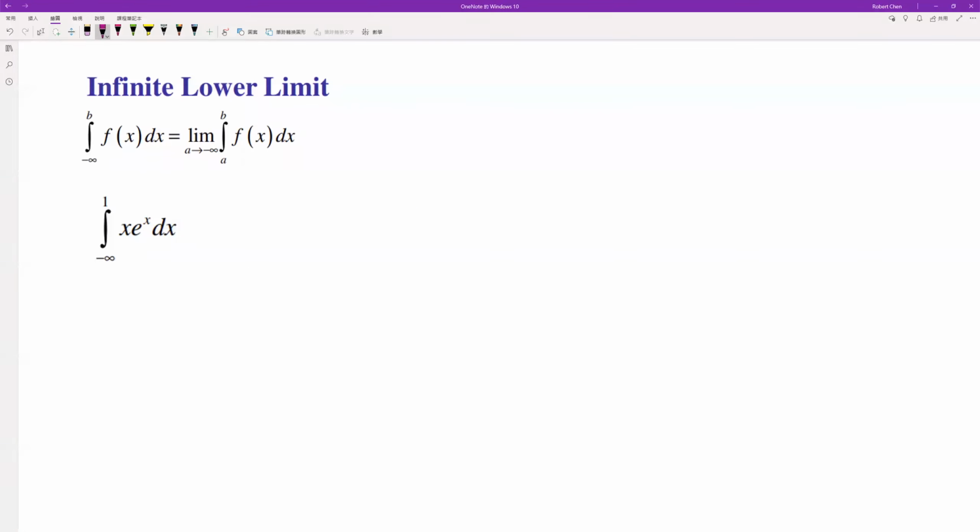All right, next let's look at one example with an infinite lower limit. It's the same thing, but instead of positive infinity, we are working with negative infinity as a lower bound. So the limit as t approaches negative infinity of the integral going from t to 1 of x e to the x dx. We have a polynomial multiplied with an exponential, so here we're actually doing integration by parts. I'm going to do the tabular method, taking derivatives and integrals, we have x and e to the x.